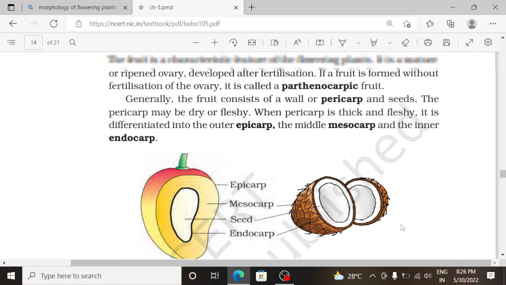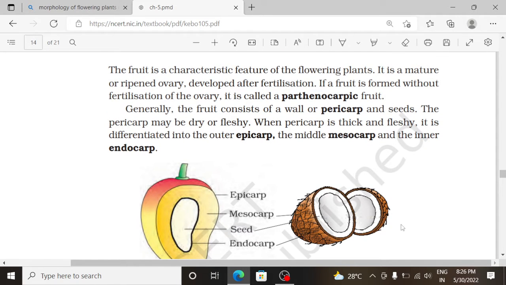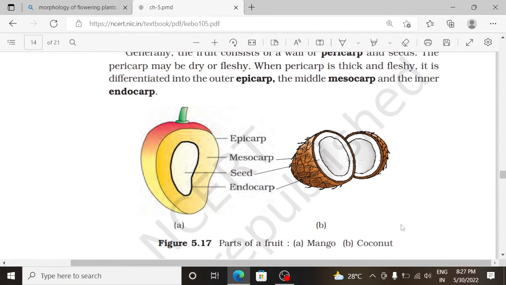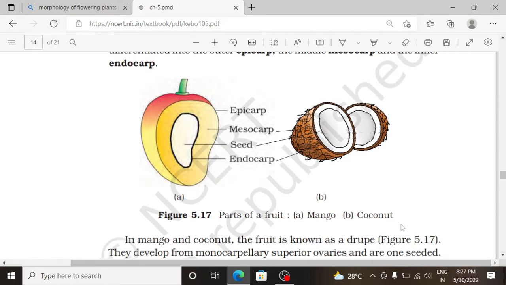The fruit. The fruit is a characteristic feature of the flowering plants. It is the mature or ripened ovary, developed after fertilization. If a fruit is formed without fertilization of the ovary, it is called a parthenocarpic fruit. Generally, the fruit consists of a wall or pericarp and seeds. The pericarp may be dry or fleshy.